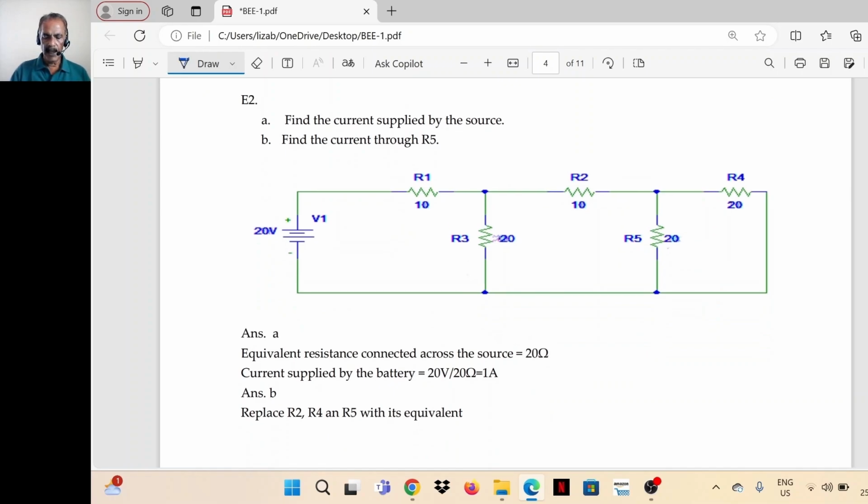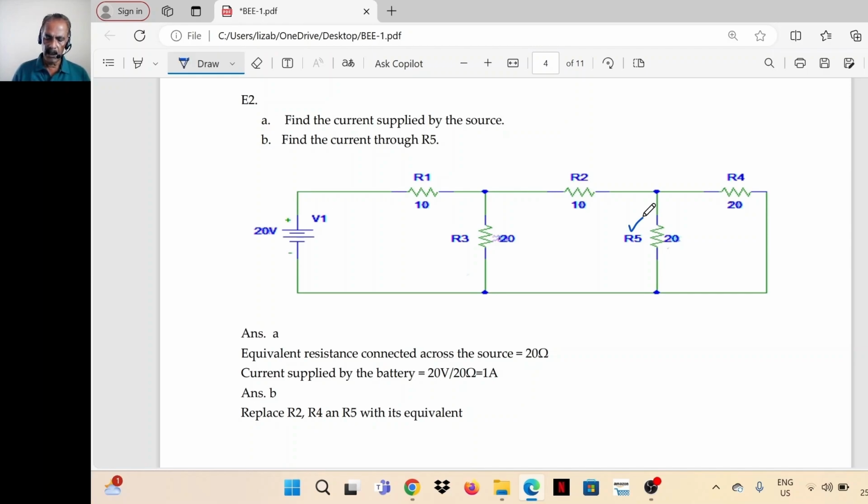Now next we have to find the current supplied by the source in the given circuit and also find the current through R5. R5 is this resistor. Find the current supplied by the source. So for that we have to simplify the network.